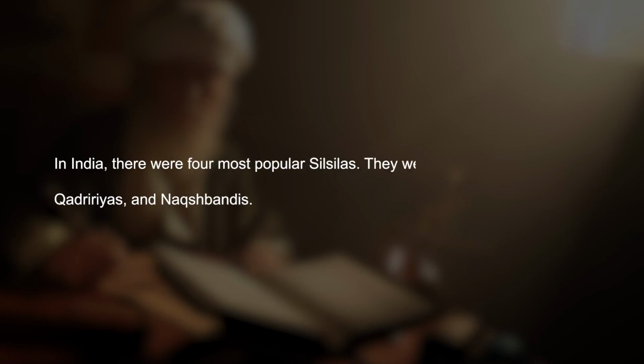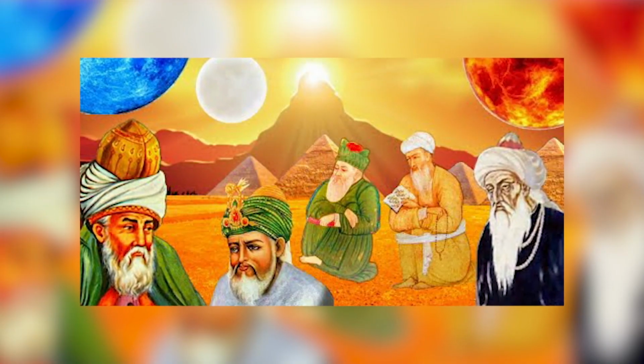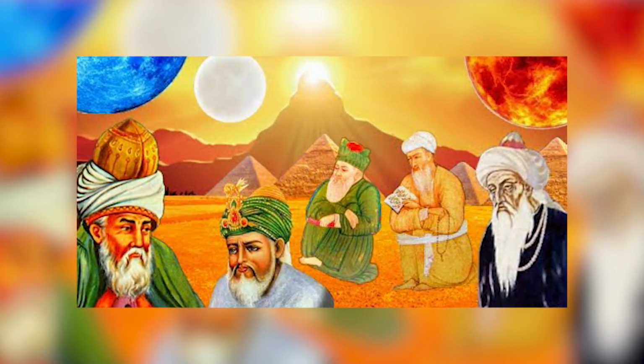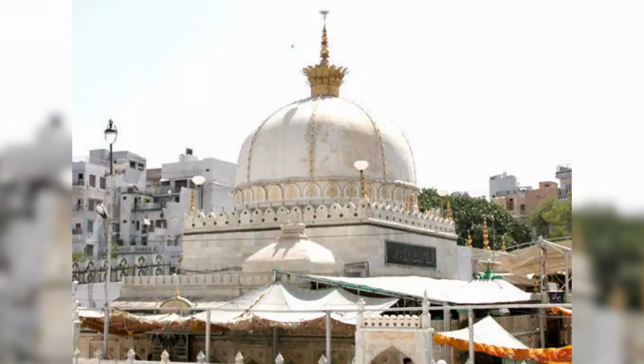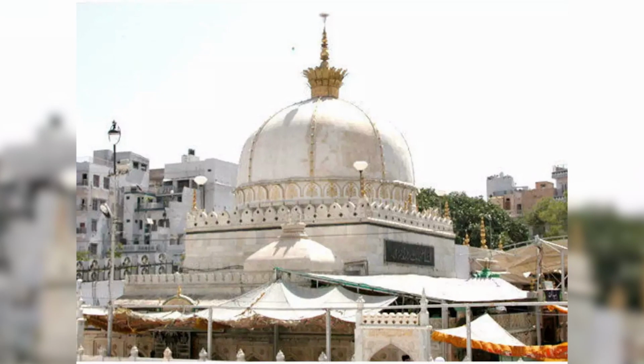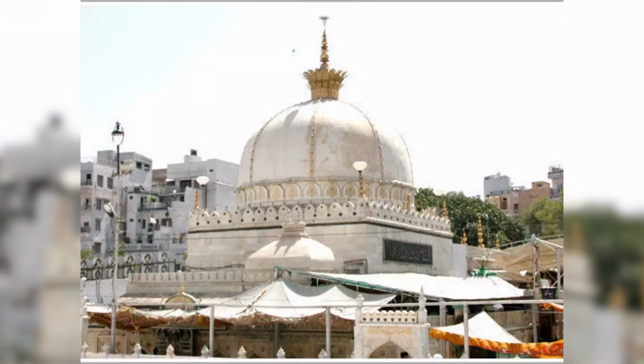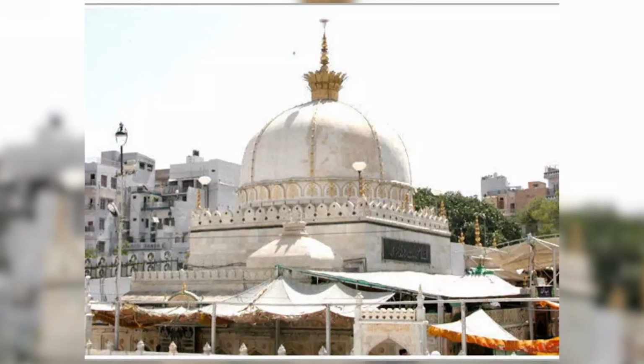In India, there were four most popular Silsilas. They were Chishtis, Suhrawardis, Qadriyas and Naqshbandis. Now we can see one of the popular Silsilas in the Indian context, that is the Chishti Silsila. Though India has four popular orders, one of the most prominent is Chishti. It was created as an order in India during 1143 to 1223 AD by Khwaja Muinuddin Chishti.